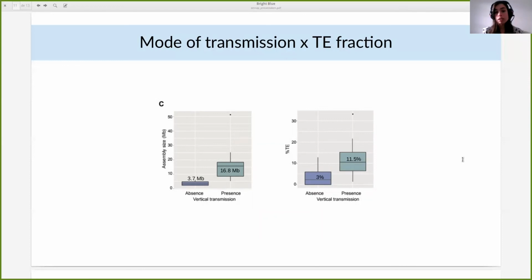We hypothesize that accumulation of TE in Microsporidian genomes is facilitated by vertical transmission. This mode of transmission reduces effective population size and the strength of natural selection, allowing the accumulation of mildly deleterious mutations. So we can see here that Microsporidia with vertical transmission have, on average, a higher proportion of these than species with horizontal transmission. Vertically transmitted species also have larger genome size than species exclusively horizontally transmitted.